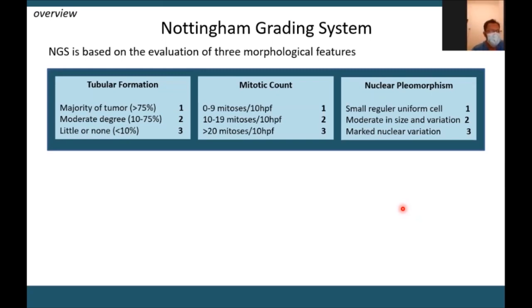Each has a score of 1 to 3. The higher the score, the higher the grading. So in the tubular formation, if the majority of the tumor is score 1, this means that it is low grade. Then score 3 means high grade.